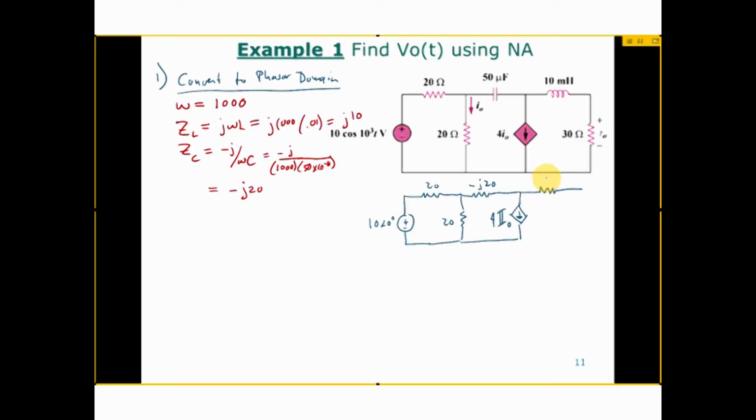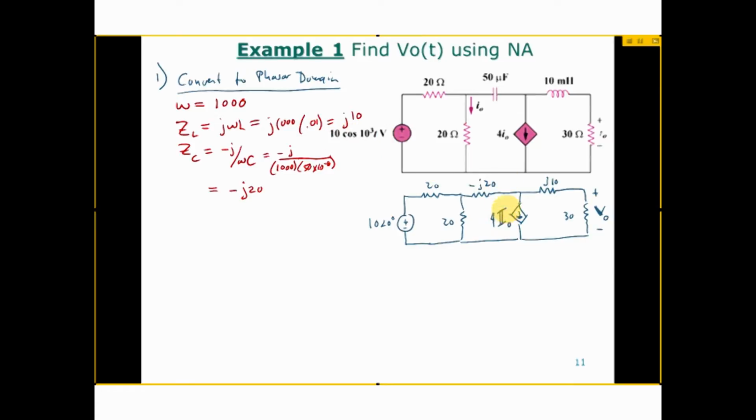Okay. And the inductor becomes J10, a resistance of J10, and the 30 ohm resistor stays 30 ohms. And then my output little VO becomes big VO. That's the phasor transform of little VO. So that's all we've done.